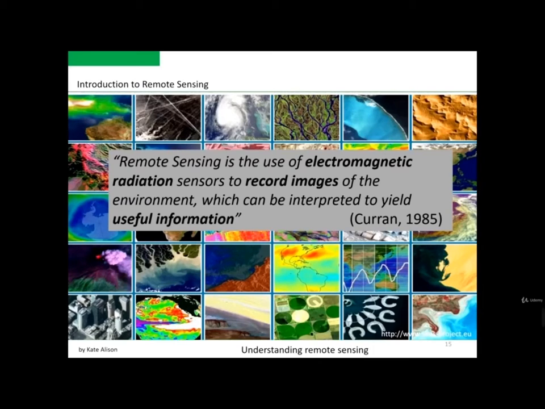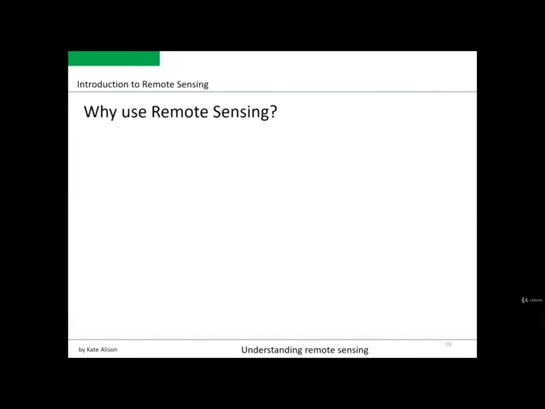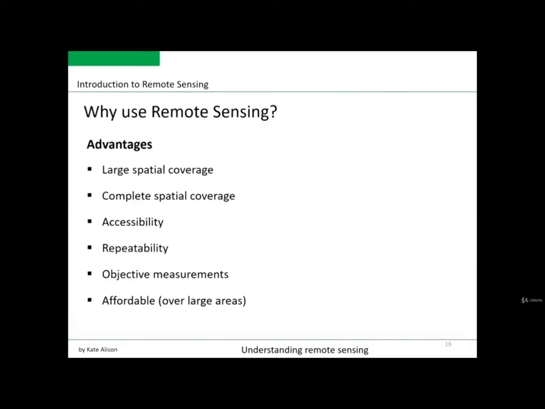What are the key words of these definitions? Well, remote sensing is the use of electromagnetic radiation, this is the first key word, in order to record images, and then we apply different manipulations and analysis to these satellite images in order to yield useful information that we are interested in. So why should we use remote sensing? There are a number of advantages and disadvantages of satellite remote sensing.